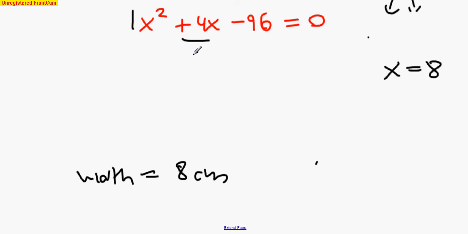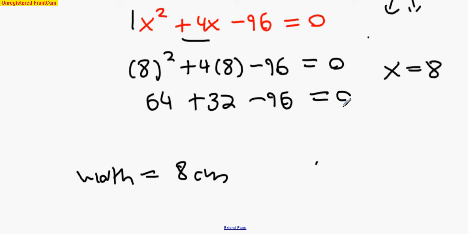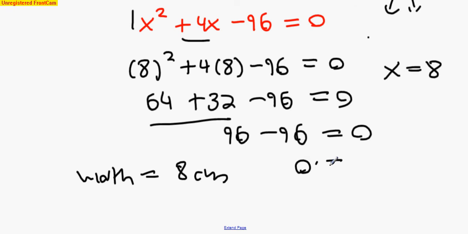Roots, when you replace x with 8, what should happen is it should balance the equation. That's what roots do. They balance the equation. So what we end up getting is 64 plus 32 minus 96 equals 0. The two of these added together is 96. 96 minus 96 equals 0. 0 equals 0. So if you put a root back into the original equation, it should balance.